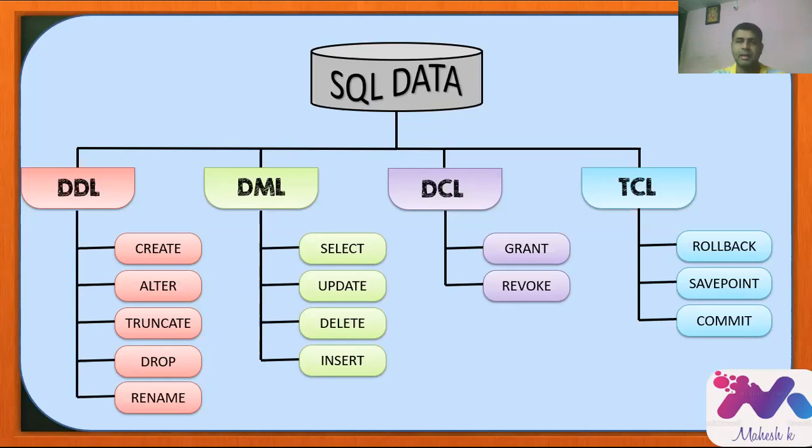Next one, TCL, Transaction Control Language. Rollback. Rollback means like the undo concept. Savepoint means you are going to save that transaction at a particular point, so you have to assign it. And commit, you are going to save that.